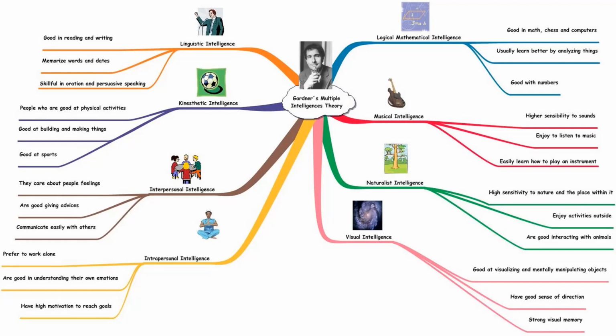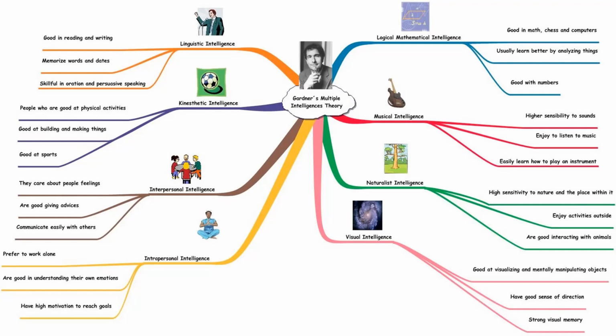Right. Now moving to logical mathematical intelligence, there are people who have a very good mind in mathematics. They can do a calculation in very little time, right? They are very good at math, chess, computers, because it is totally related to calculation. They are very good at analyzing things. They are very good with numbers. They can play with numbers anytime. If you give them numbers, they will quickly add them up.